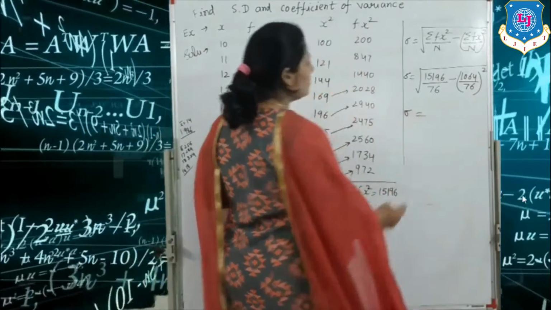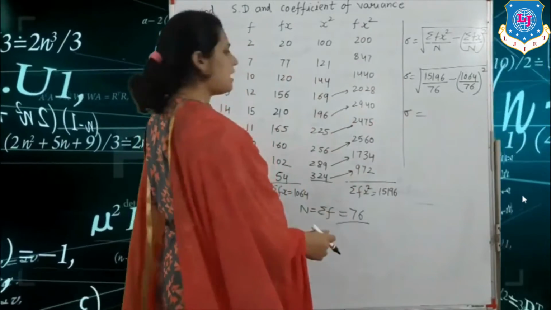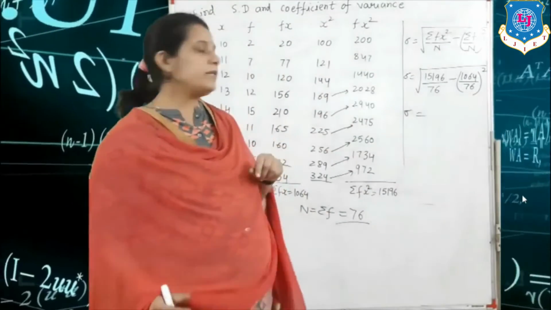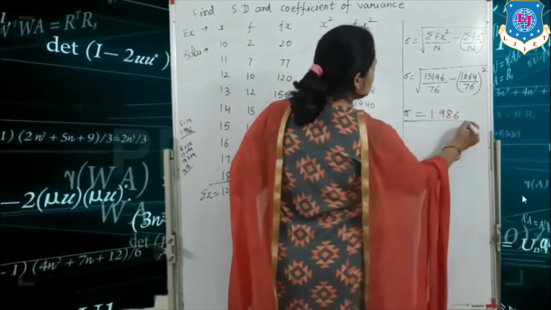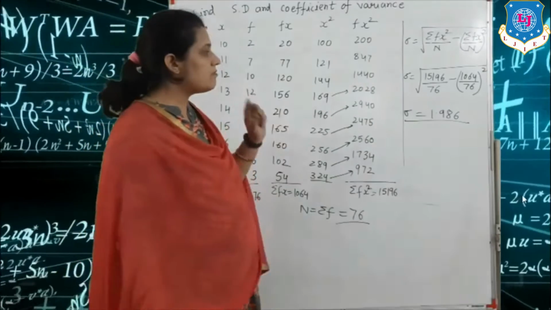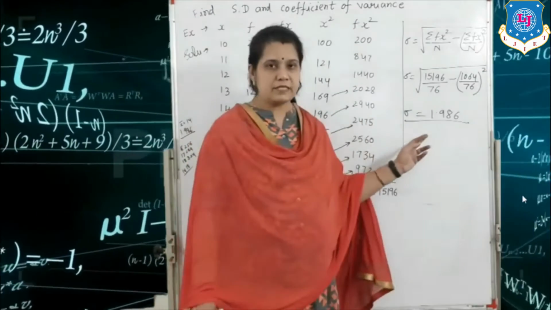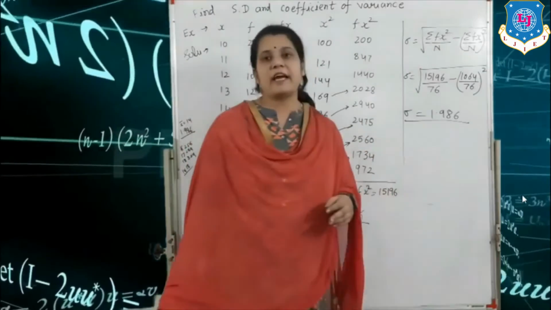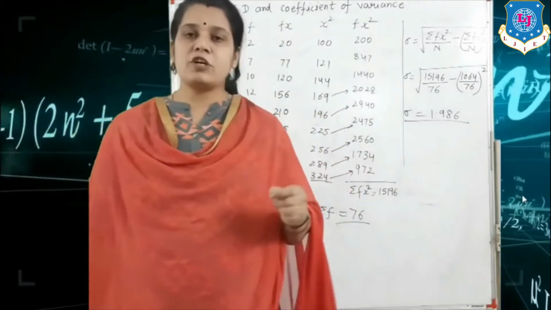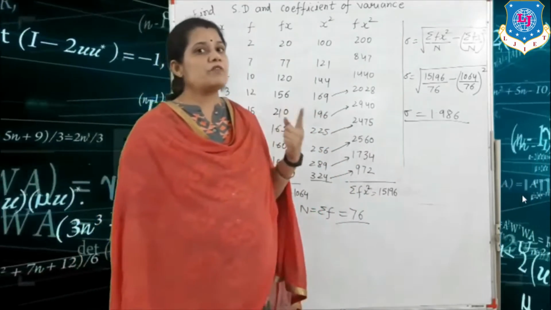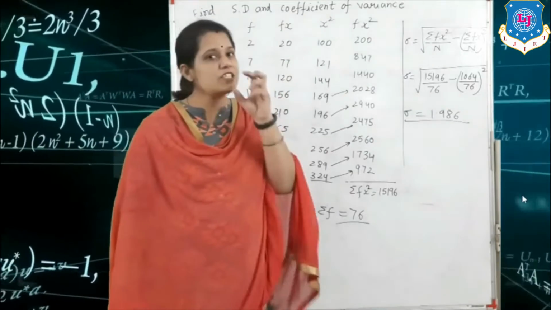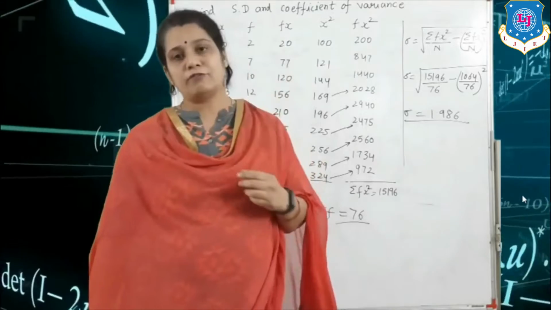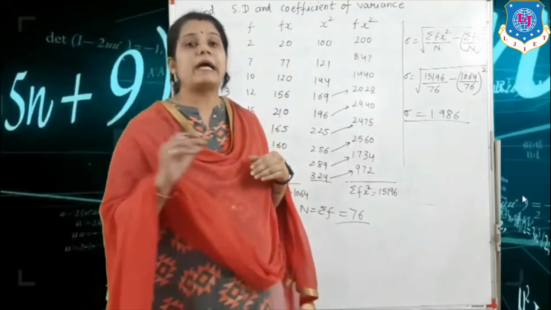Okay, so solve all these values and we get the answer 1.986. So this is your standard deviation, that means sigma is equal to 1.986. But in this question we find one more value, that means the coefficient of variance. So first we write the formula of the coefficient of variance.